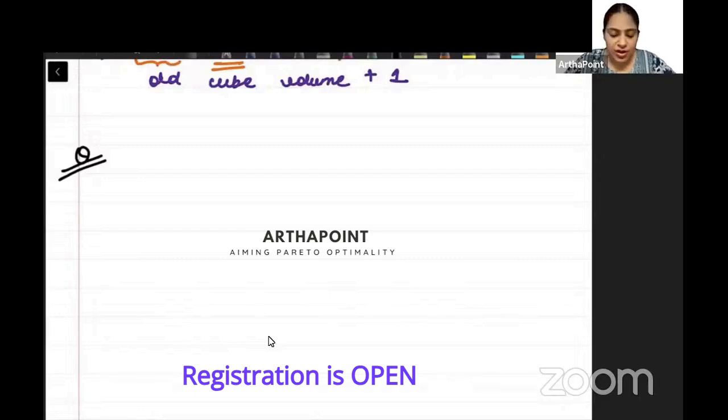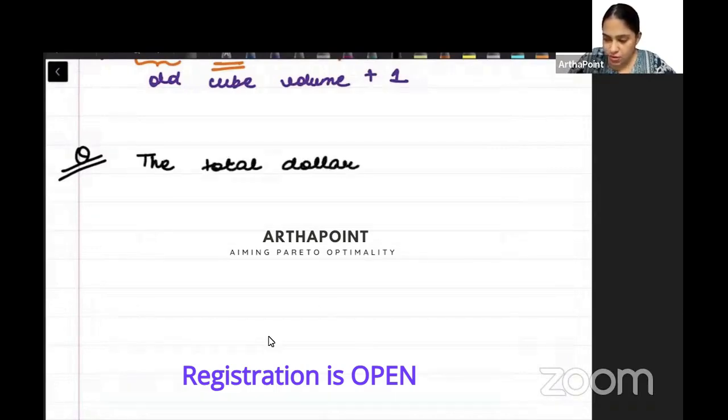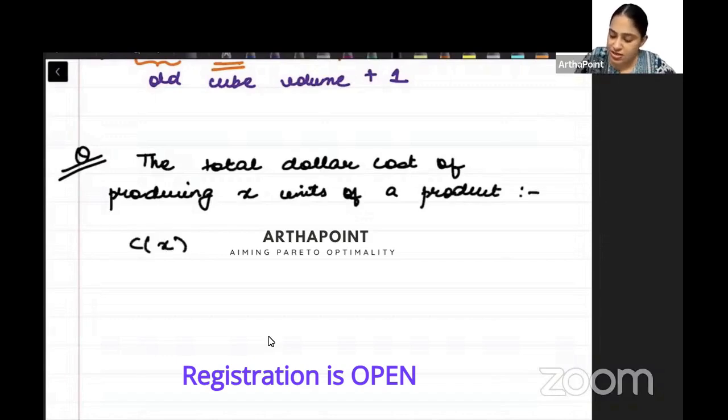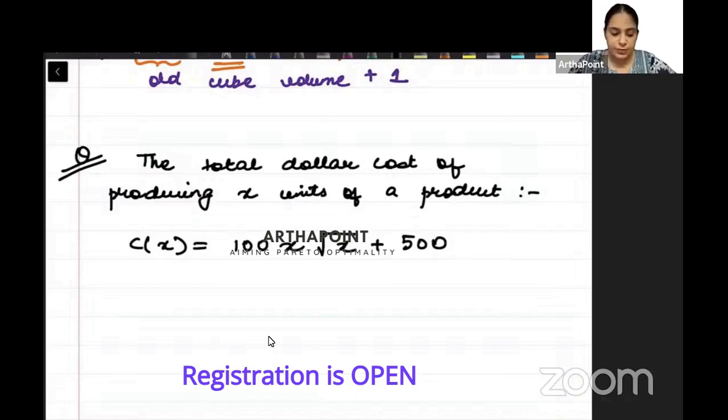Okay. Let us look at the first one. You are given that the total dollar cost of producing x units of a product is given to you as C(x) = 100x√x + 500. This is the total cost given to you for producing x units.